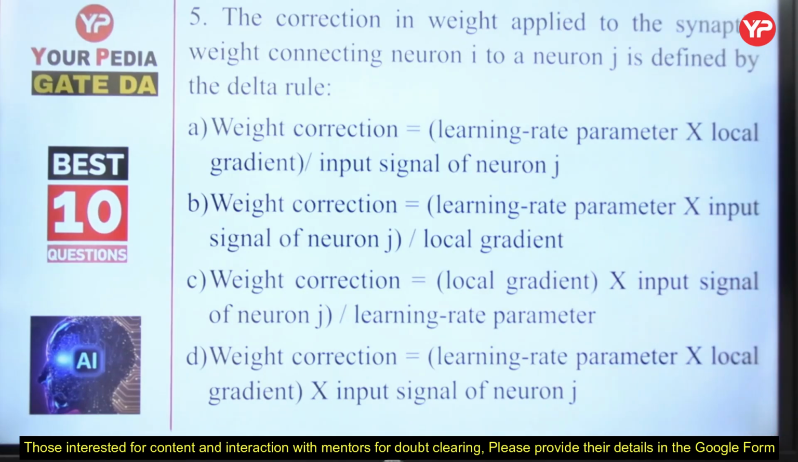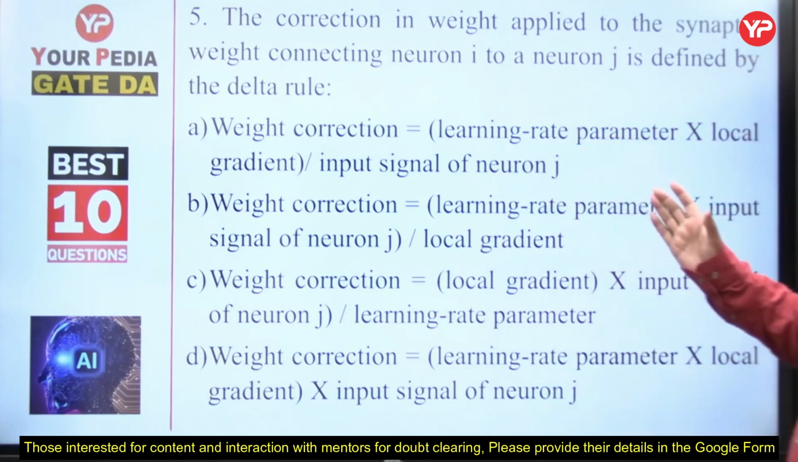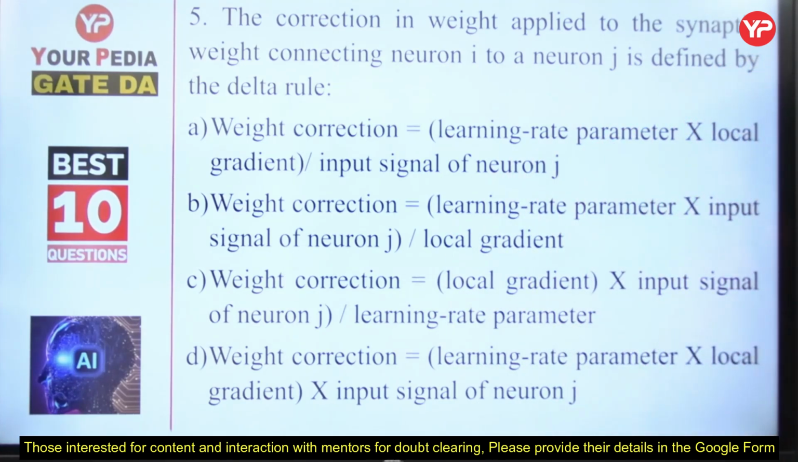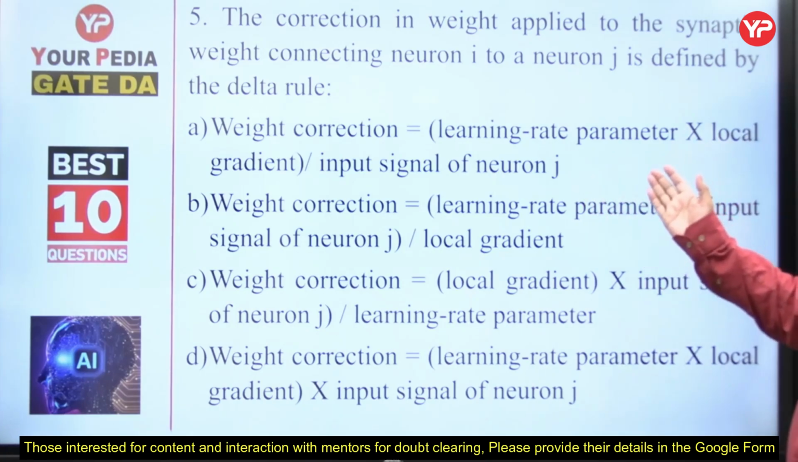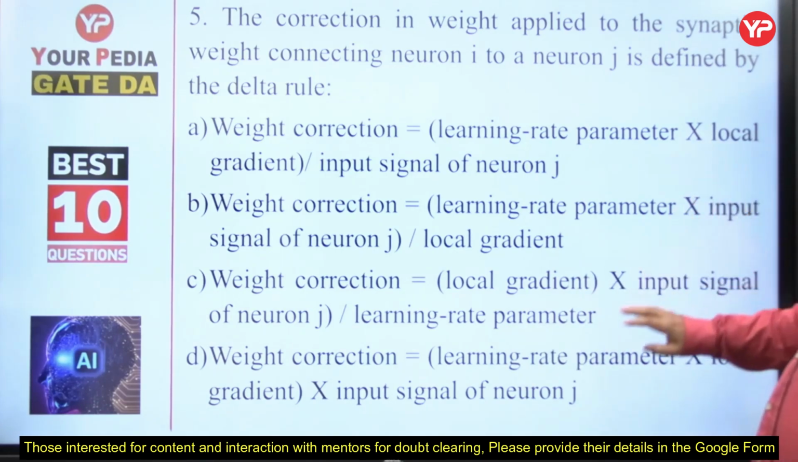Now there's a formula. The correction in weight applied to the synaptic weight connecting neuron I to a neuron J is defined by the delta rule. What is the delta rule? Weight correction is equal to learning rate parameter into local gradient divided by input signal, or which one? So D is the answer. Weight correction is equal to learning rate parameter into local gradient into input signal of neuron J. All these are multiplied for weight correction.